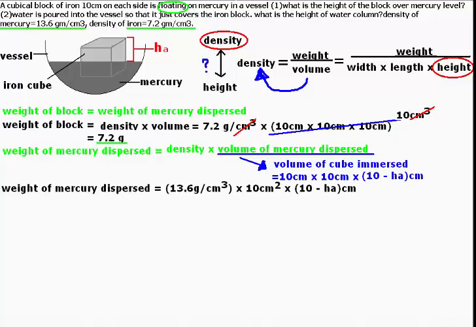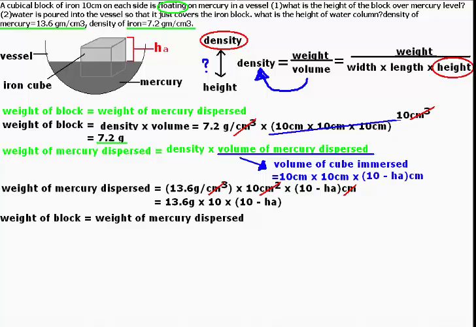So the weight of mercury displaced is equal to 13.6 grams per centimeter cubed times 10 centimeters squared, which is simply the 10 centimeters times the 10 centimeters we multiplied above, multiplied by the difference between 10 centimeters, the height of the cube, minus the height above mercury. So the weight of mercury displaced is equal to 13.6 grams per centimeter cubed times 10 centimeters squared times 10 minus HA centimeters. The centimeters simply cancel out, and this leaves us with 13.6 grams times 10 squared times 10 minus HA.